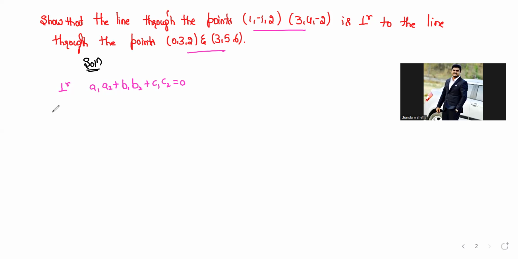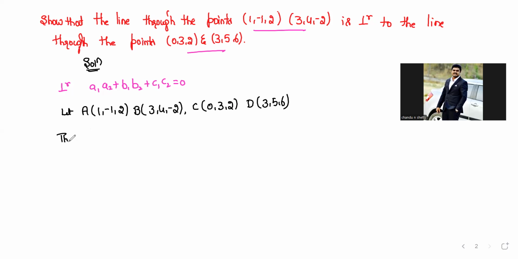Okay. So now let the points be, points I'm taking here. Let A be (1, -1, 2) and B is (3, 4, -2) and again C is (0, 3, 2) and again D is (3, 5, 6). Clear it is, all of you? Now you should find out the direction ratios of AB. Okay, so we know the formula to find out the direction ratio by using 2 points.